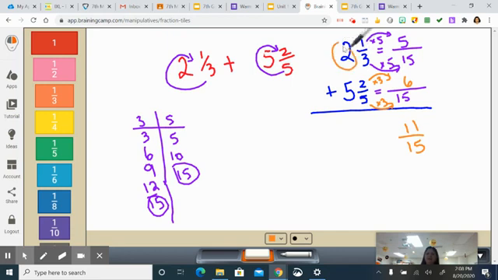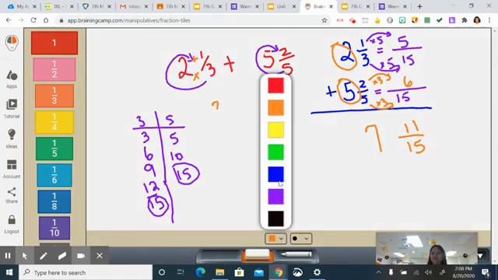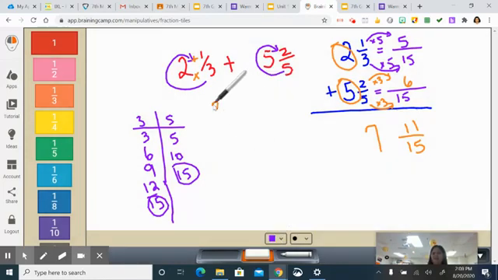Now all we have to do is add our whole numbers. 2 plus 5 is 7, and this would be our answer. That was it. Now, what if I would have done it this way? I would have still gotten the same answer. If I turn these into improper fractions, 2 times 3 is 6, plus 1 is 7. Let me switch colors. That would leave me 7 over 3. And then I am adding 5 times 5 is 25, plus 2 is 27. So I'm adding 27 fifths.